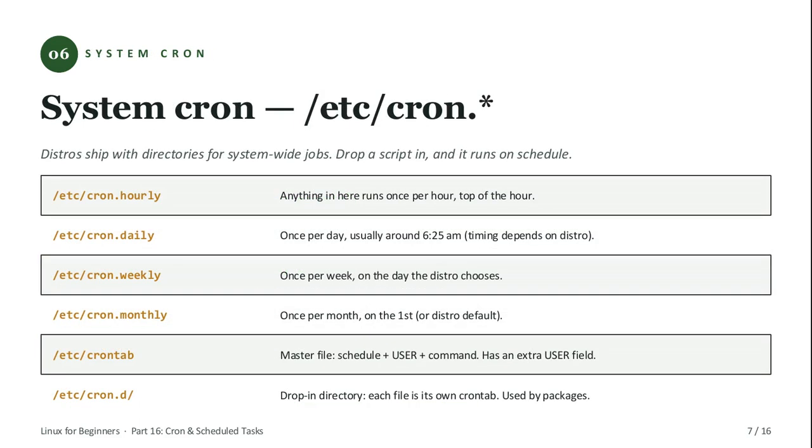Now that's per-user cron. The system itself has its own setup under /etc, and it's beautifully lazy. There are 4 directories: cron.hourly, daily, weekly, and monthly. And any executable script you drop in runs on that cadence. No syntax, no schedule fields, just a script in the right folder. Then there's /etc/crontab, the master file, which adds a user column so you can say which account runs the job. And cron.d is where packages drop their own crontab snippets. That's why installing something like logrotate just quietly starts working.